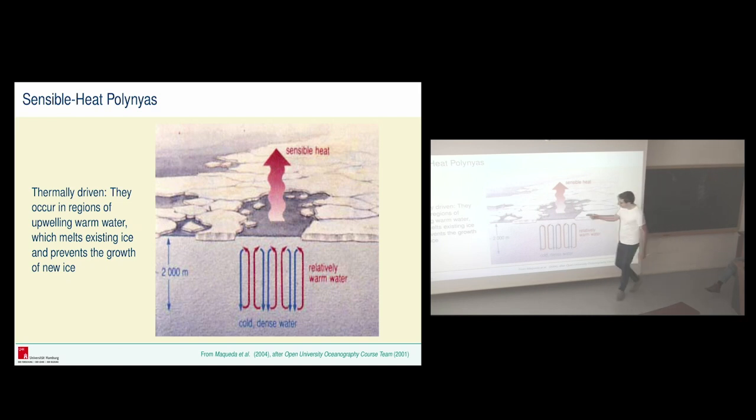Because the water that comes up from below and that melts the existing ice is warm. And as you start cooling it, you make it denser, and so it sinks again before it reaches the freezing temperature. So you're basically unable to cool the water down to a freezing temperature, and so therefore it's not possible to form ice here.